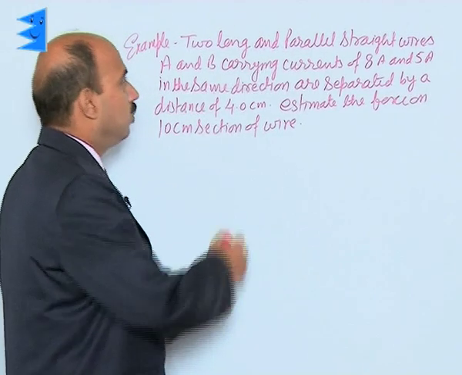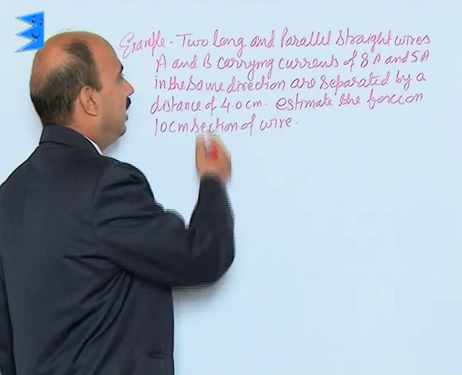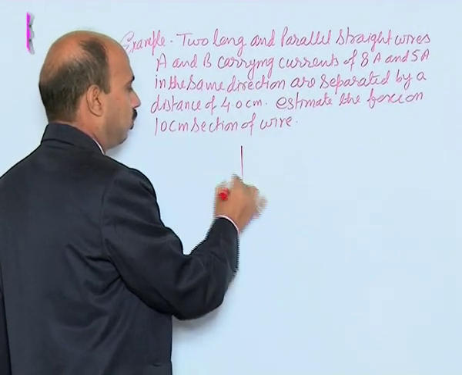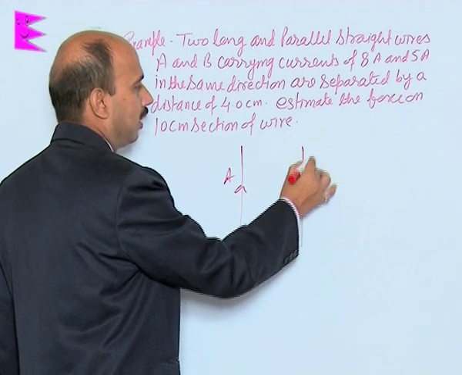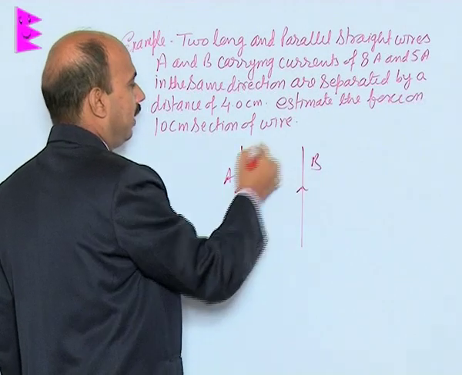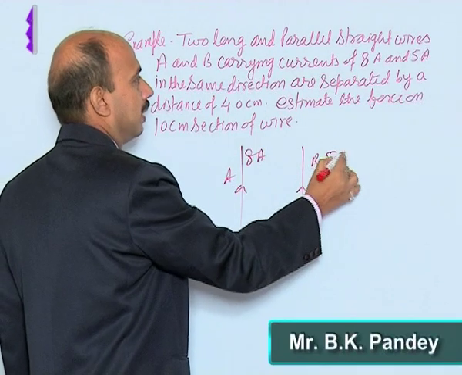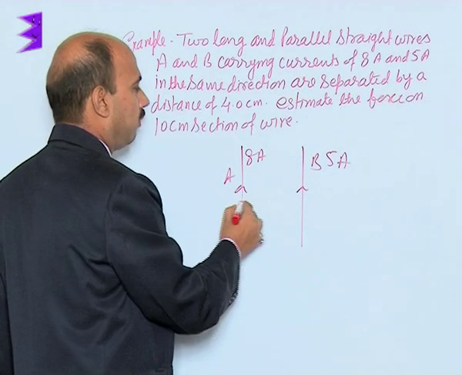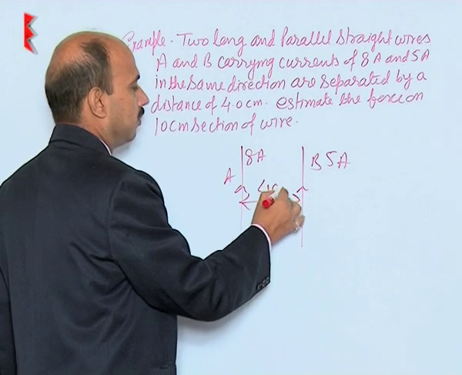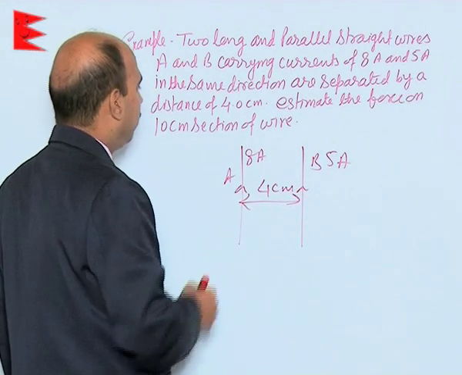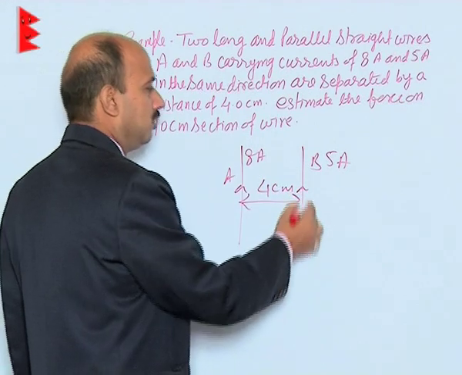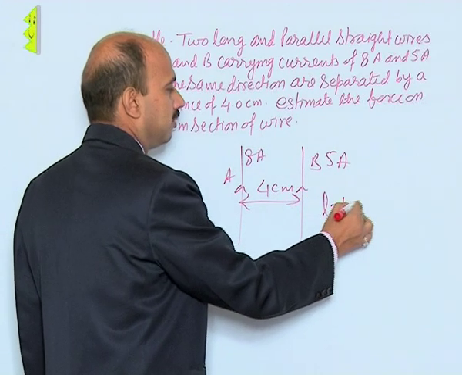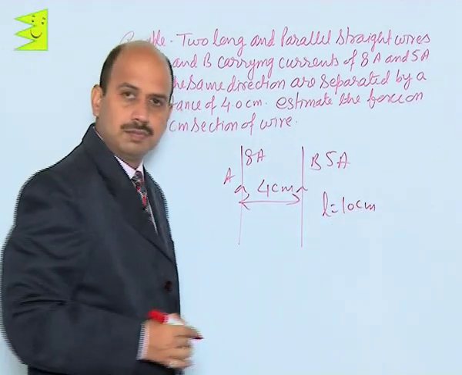Now see here, two long and parallel straight wires A and B, suppose wire A is over here and wire B is over here, carrying currents of 8 ampere and 5 ampere in the same direction, are separated by a distance of 4 centimeter. Estimate the force acting on 10 centimeters, so that is L equal to 10 centimeter here.